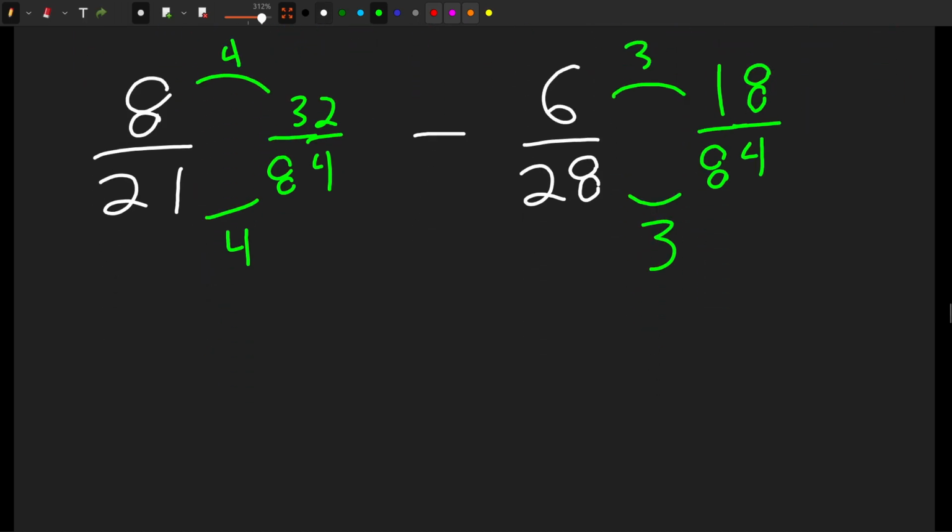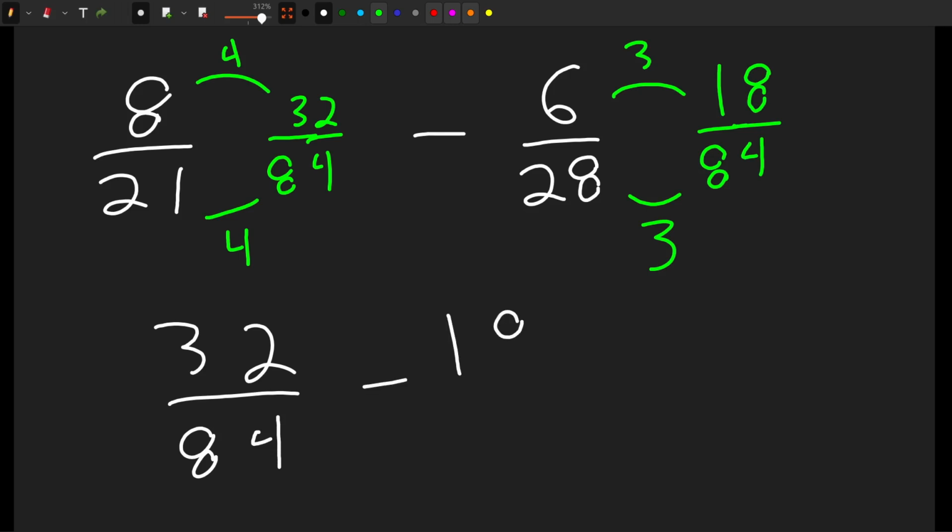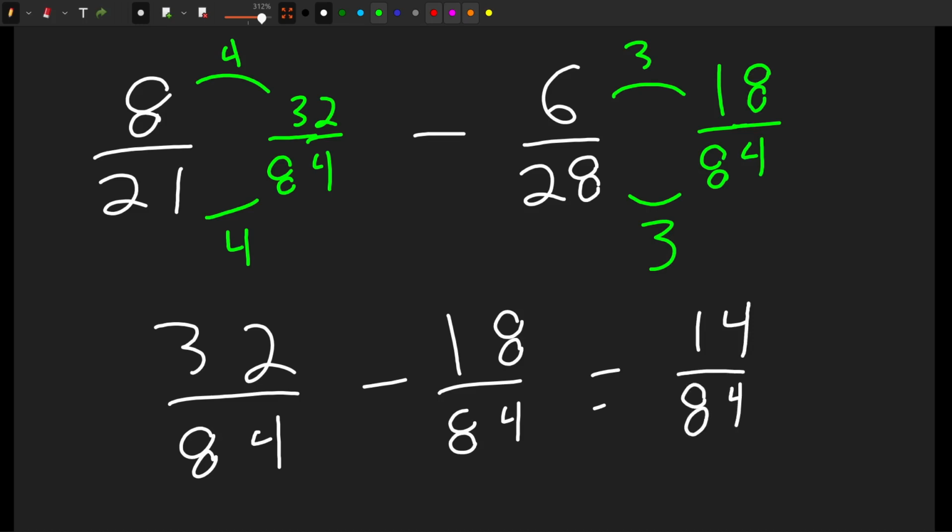And so now I'm going to be left with 32 over 84 minus 18 over 84. And I'm going to be left with what exactly on the top? That'll be 14 over 84. And then I can factor out a multiple of 2 here, and I'll have 7 over 42.